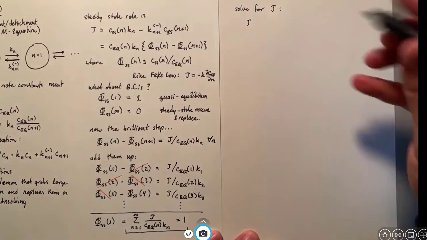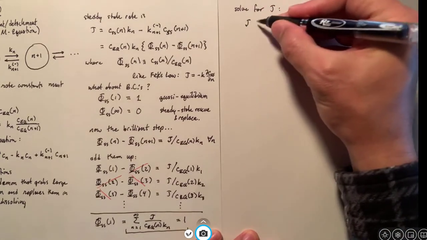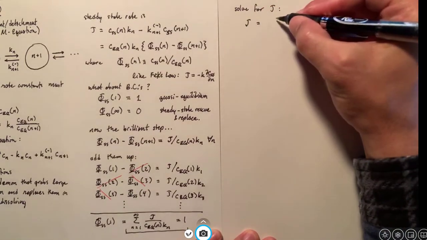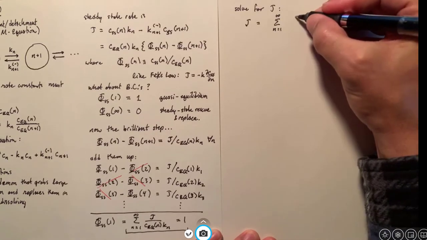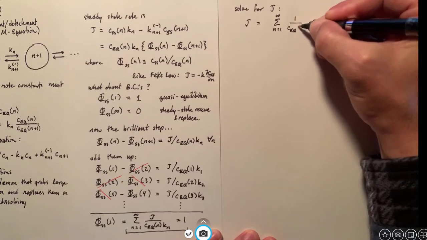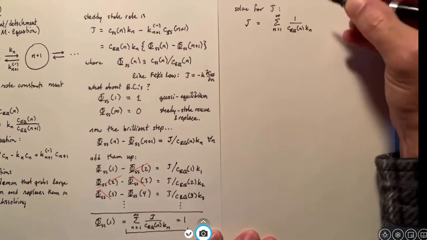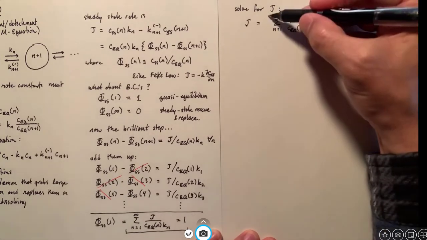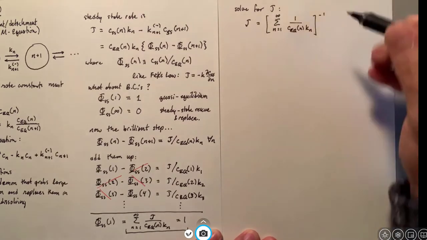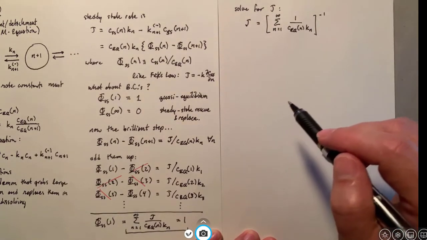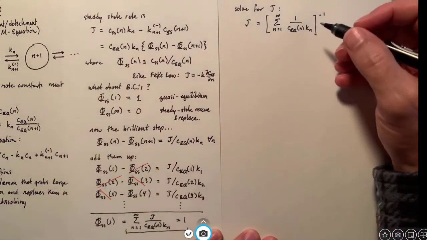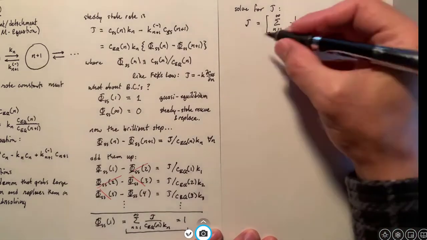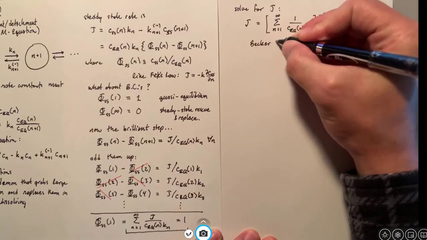Thank you, Lyndon. All right, so I can solve for j, and the value of j ends up being the sum up to infinity of n equals 1 of 1 over CEQ of n, k sub n, and this is a series that I'm adding. And when I solve for j, I end up having to take the sum of all those terms and put it to the minus 1. Okay, so all we did was factor out a j from this equation and then solve for j. So this is called the Becker-Doring equation.